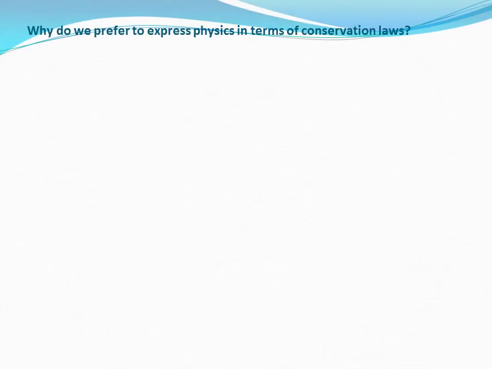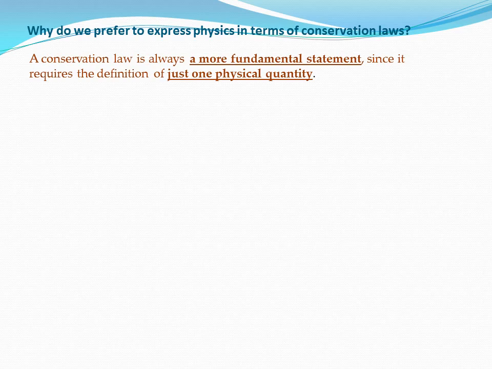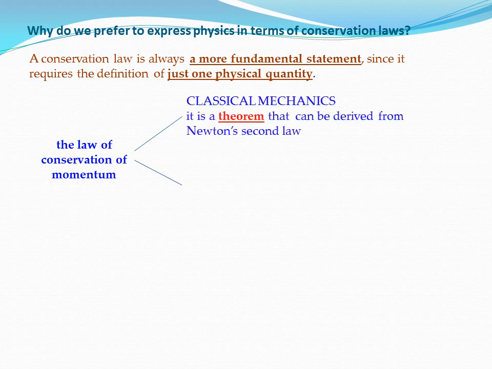Why do we prefer to express physics in terms of conservation laws? One might wonder why we introduced a new physical quantity like momentum, and the answer is that physics is better when expressed in terms of conservation laws, because a conservation law is always a more fundamental statement, since it requires the definition of just one physical quantity. To illustrate this aspect, the law of conservation of momentum is a theorem in classical mechanics, since it can be derived from Newton's second law, as we did.